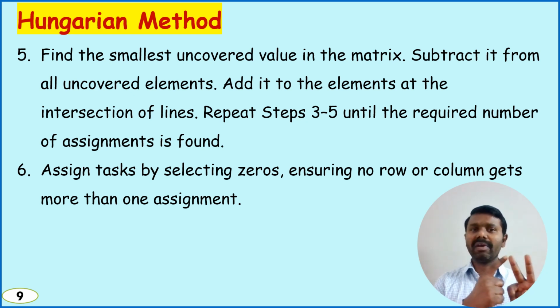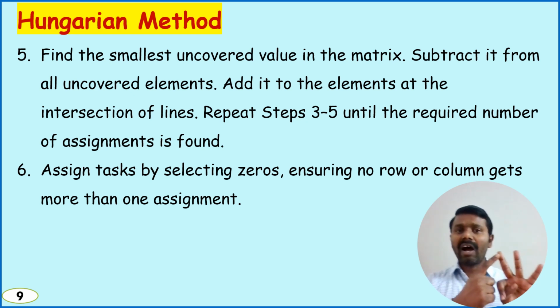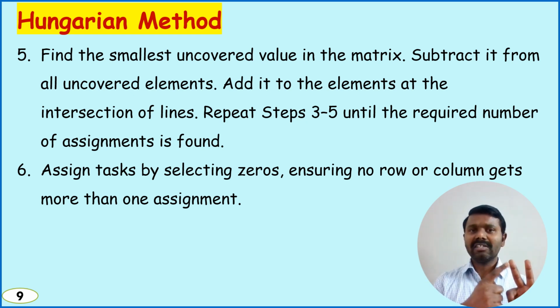Then the third step is to draw horizontal and vertical lines in such a way that they cover all the zeros. When you are drawing these lines, you need to draw the minimum number of lines. That means where the maximum zeros are, we first draw the line there. Likewise, you cover by drawing the horizontal and vertical lines. And when you are covering, there are some elements which will not be covered.